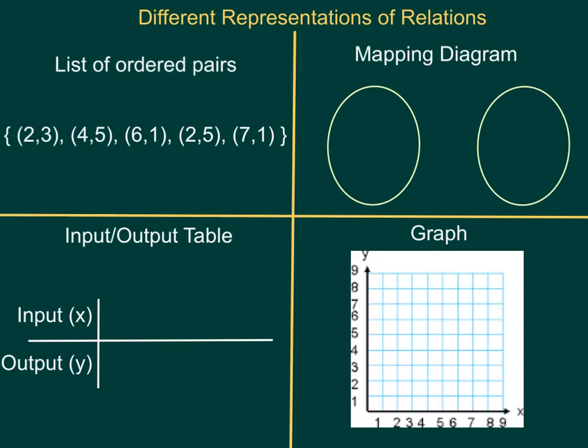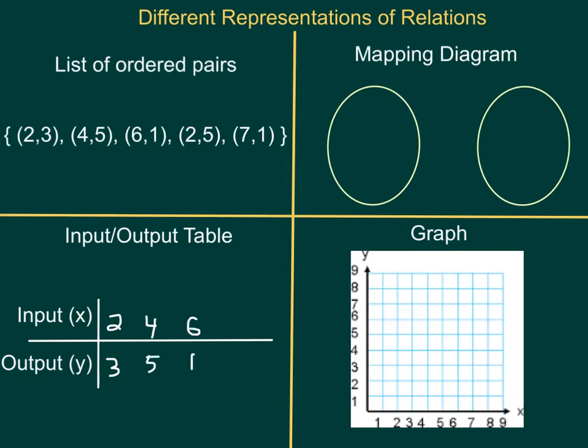Basically, all that we have to do there is write our ordered pairs next to each other or on top of each other, depending on our table setup. On top here I have my input, which is x, and the bottom I have my output, which is y. And so I just go point by point. 2 is my input, 3 is my output, 4 is my input, 5 is my output, and so on.